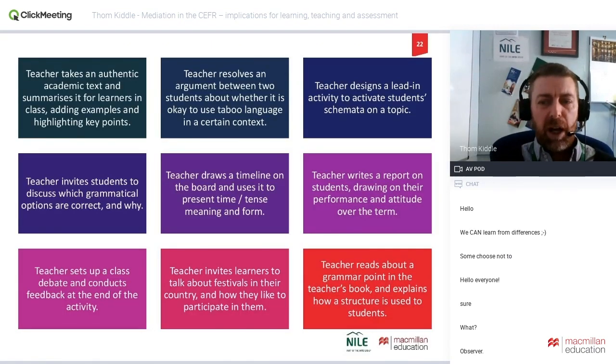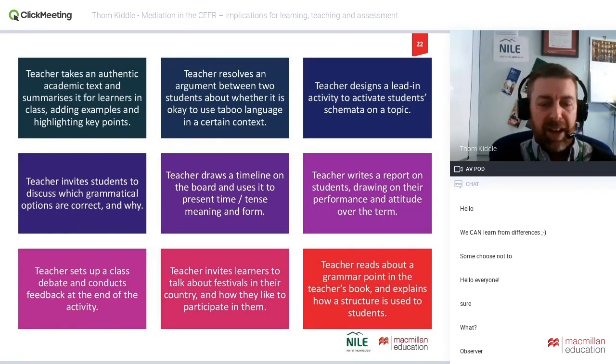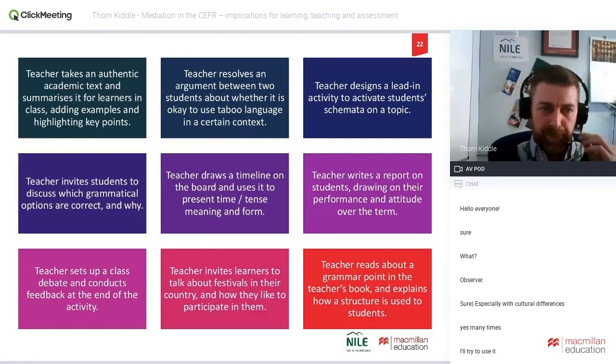Hopefully you'll be able to see these. I'm going to give you a couple of minutes just to look through them. And remember, all you're doing is saying, is this something that sounds familiar to me in terms of teacher's practice? Is this something we would expect a teacher to do? Not necessarily every day, every lesson, but is this something we'd expect a teacher to be able to do as part of their practice?